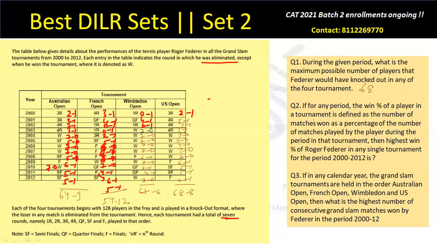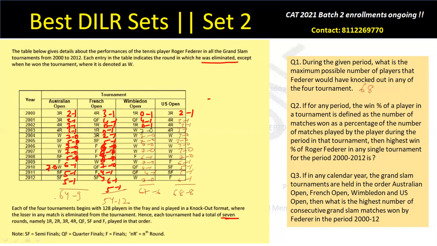Answer is 68. If for any period the win percentage of a player in a tournament is defined as the number of matches won as a percentage of the number of matches played. Okay. ठीक है, तो हमको डिसाइड करना है, then the highest win percentage of Roger Federer in any single tournament for the period 2000 to 2012 is. ठीक है, तो किसमें मैक्सिमम नंबर ऑफ विन परसेंटेजेस है?